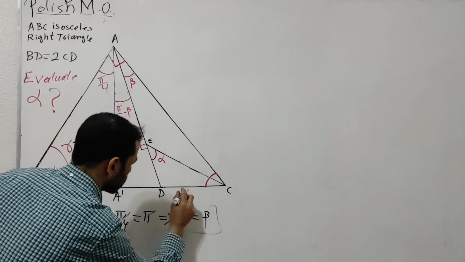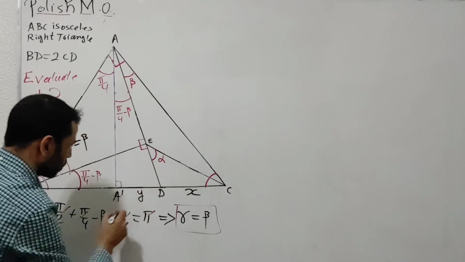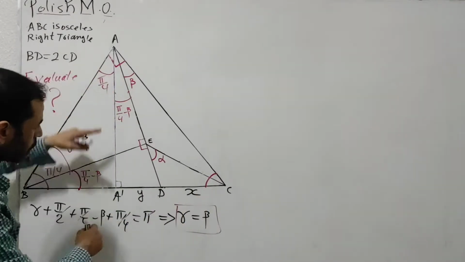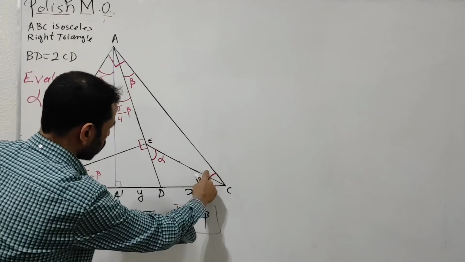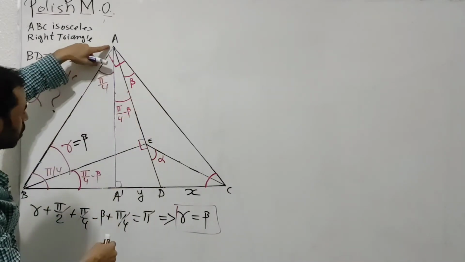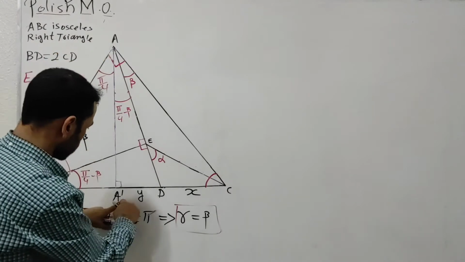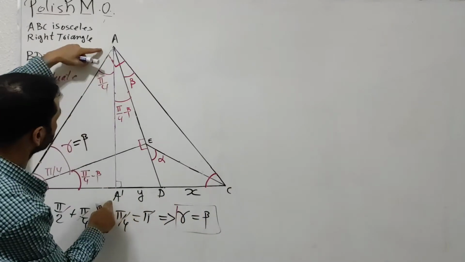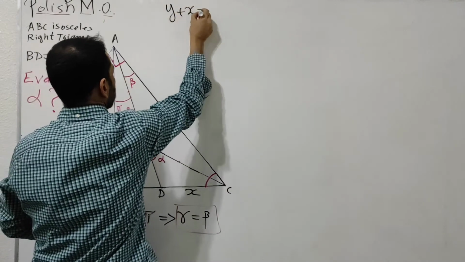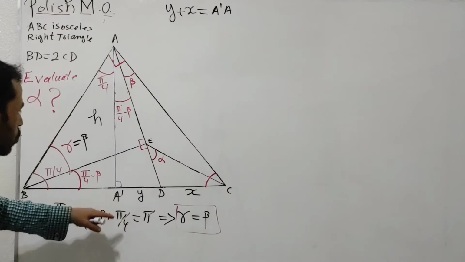Let's call this distance x and call this distance y. Since A prime is a midpoint of segment BC because we have isosceles triangle, and also we know this angle is pi over 4 as isosceles triangle, and we know this angle is pi over 4, that means this triangle A prime C is isosceles triangle. That means this distance A prime C equals A prime A. That means y plus x equals A prime A. So I'm going to calculate y.